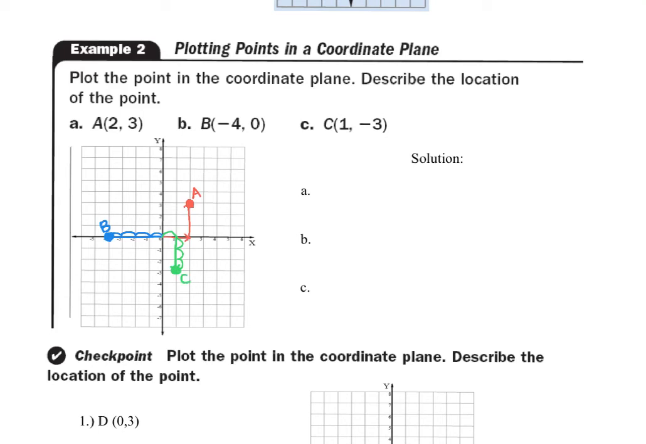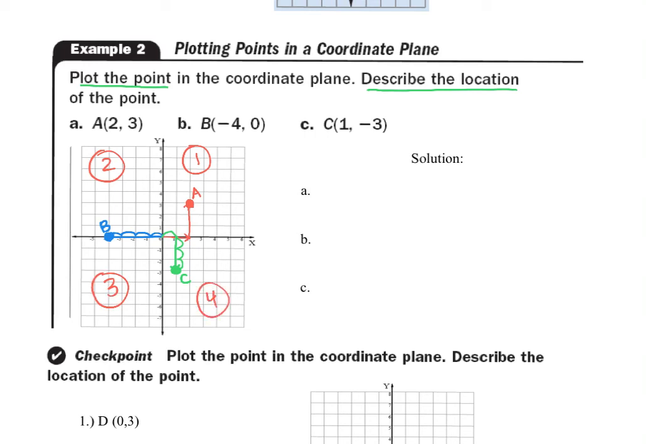Now, if you notice in the directions, it told you to plot the point, which is what we've just done, and also to describe the location. Now, when we describe the location, we're either saying if it's on the x-axis or the y-axis, or which quadrant it's in, or it could be at the origin. Okay, so let's remember our quadrants. This is quadrant 1, 2, 3, and 4.